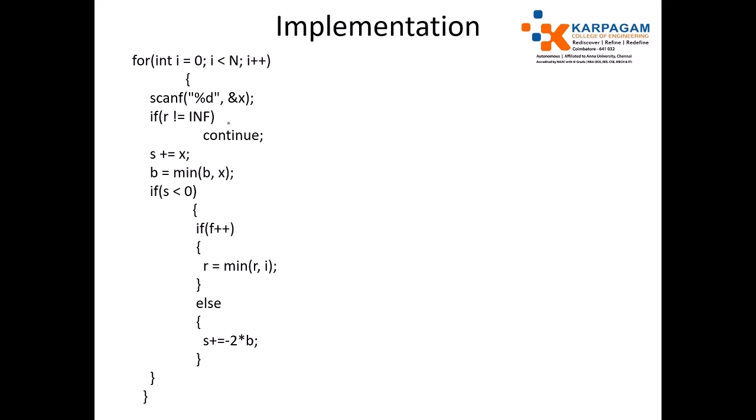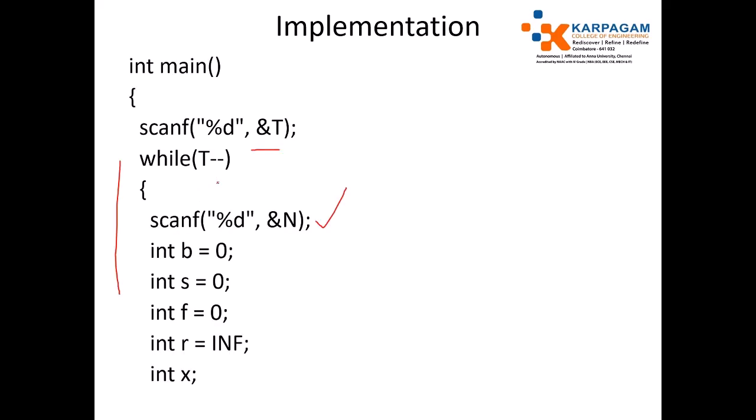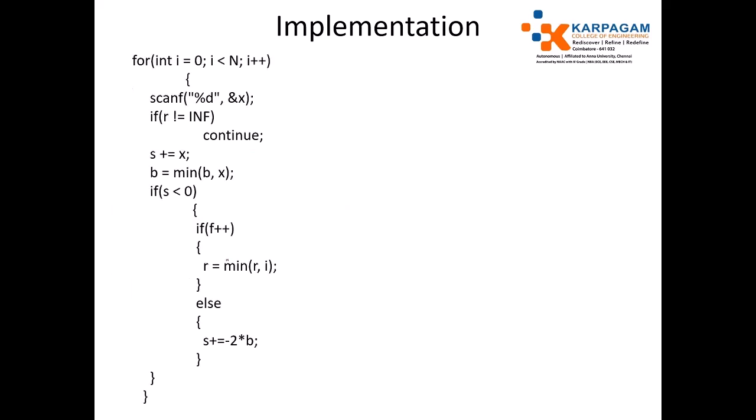Here they are not getting the input in terms of an array. We are just getting the data in terms of x. For every input, just check whether r is not equal to infinity. If r is not equal to infinity, just continue with the next iteration. If it is equal to infinity, we can identify the minimum element among these values. Here we set b equal to 0, so initially the strength is 0 only. So r is equal to infinity and this condition will work. Just add the input value to s, and find the minimum among b and s.